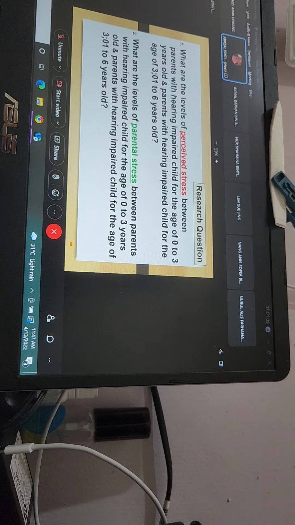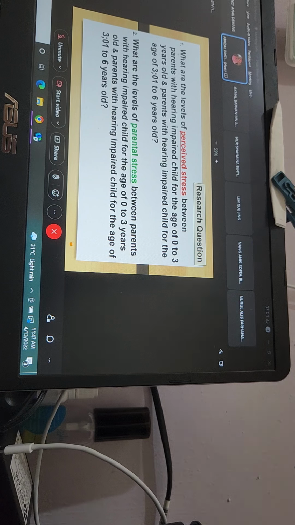First, he focused on perceived stress. Second, he focused on parental stress because he had two variables. And then based on his reading, he found that perceived stress is different between parents who have infant children and parents who have young children.